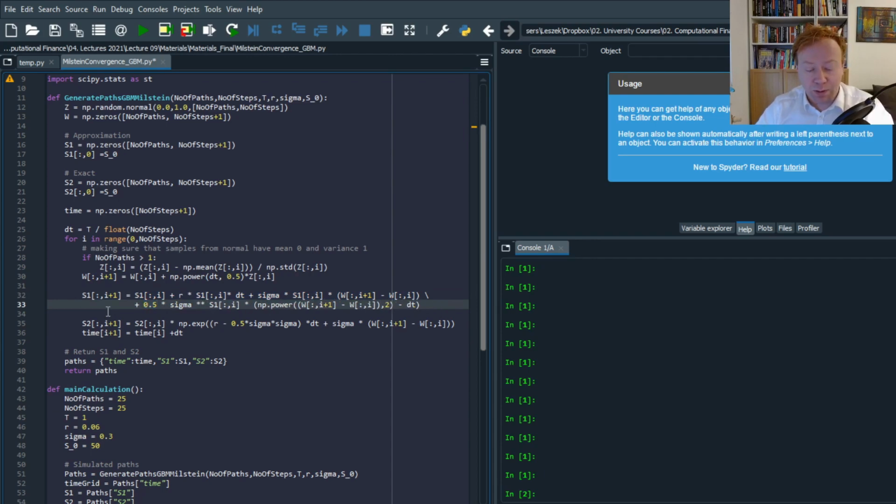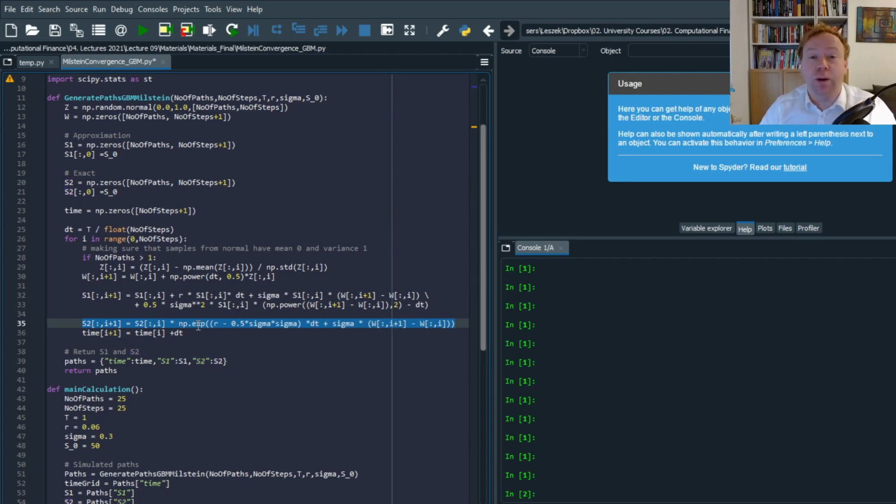Sigma squared times s at every time ti, and then we have this additional correction where we say it should be the increment of Brownian motion squared minus dt. And this is this additional correction term. S2 is essentially the same stock, but simulated with the same Brownian motion. However, here we use the exact solution for paths.